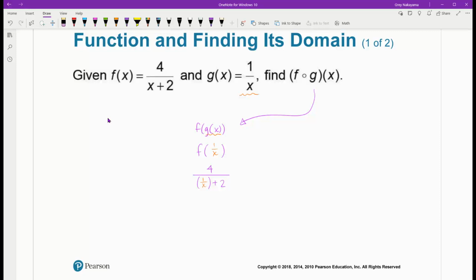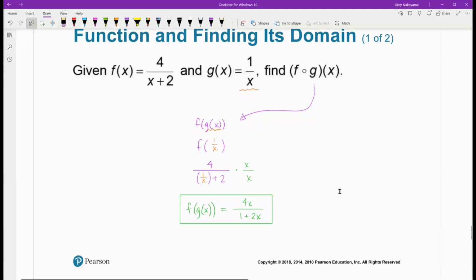And this is what we did in 6.d. Okay, we found the least common denominator. This was the easiest way to do it, y'all. Find that least common denominator, which in this case is x. So I multiplied top and bottom by x. And on the top, I'm going to have 4 times x. On the bottom, 1 over x times x is 1 plus 2 times x, which is 2x. And that's our answer. So that's the composition.